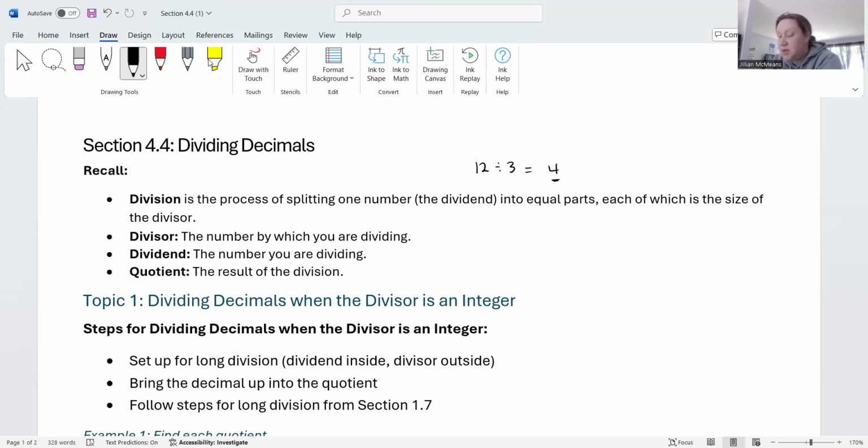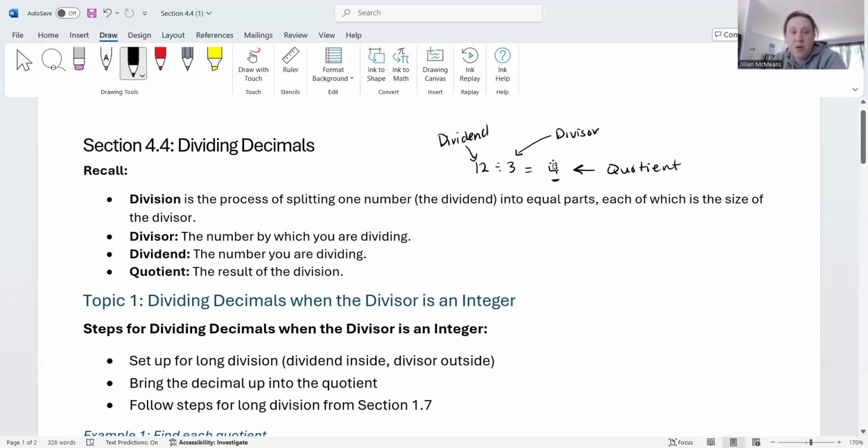Now, the divisor is the number by which you are dividing. So it's the one that's doing the dividing. The dividend is the number you are dividing. So 12 is the dividend. It's what's being divided. And then 3 is the divisor. It's what's doing the dividing. And then finally, 4 would be the quotient, which is the result to a division problem, okay?